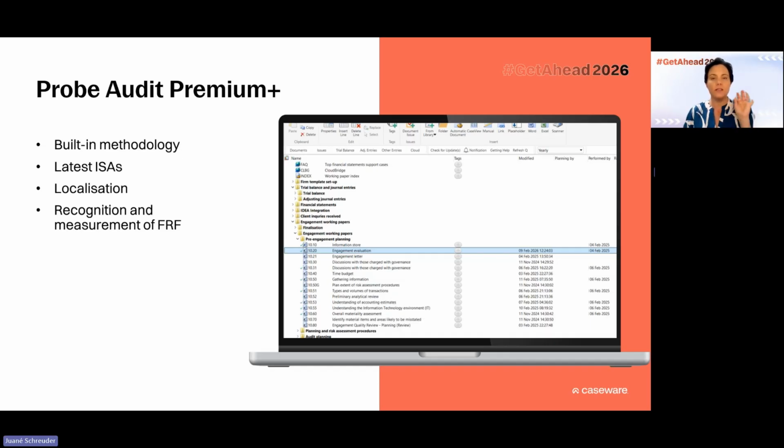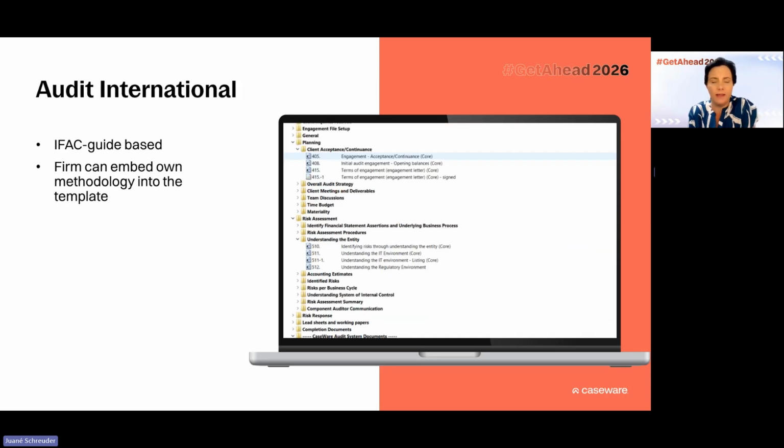All right, the screenshot that I'm giving you here also shows you, for example, that line that's highlighted, 10.20, that's the planning document, starts in the tens. So that's one item in which we can identify Probe Audit Premium Plus. And then if we move on to Audit International, there we will see a few other items.